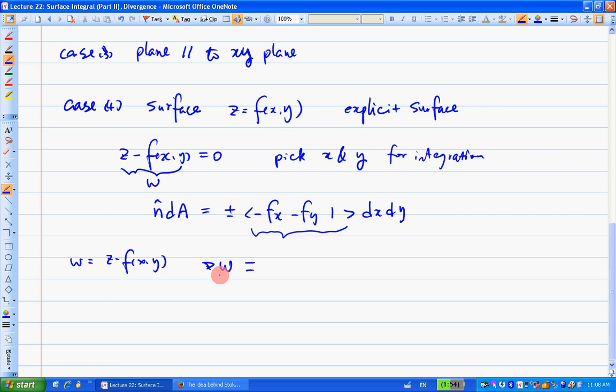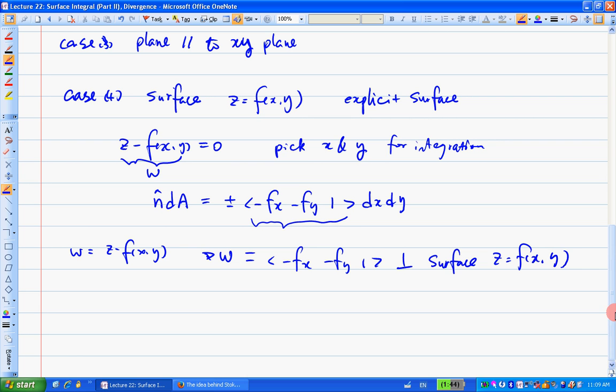Okay, so this del W here, if you calculate del W, here's W. If you calculate del W, what would that be? This is what you get, right? So del W, we know that this guy is perpendicular to the surface z equal to f(x, y).